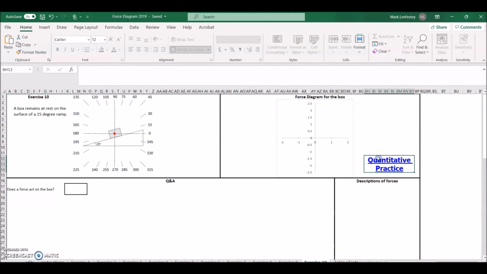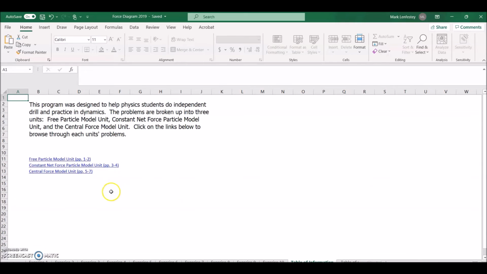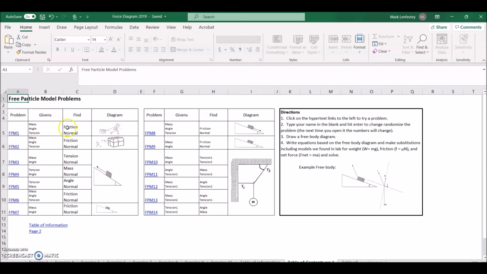Now let me show you the quantitative practice. For the quantitative practice, if you want to do them, only do the first link here where it says free particle model, because that's our current test. You will not know how to do the bottom two here. There are lots of different options. These are all the different problems. I have 1, 2, 3, 4, 5, 6, 7, 8, 9, 10, 11, 12, 13, 14 different types of problems in here, and it shows you what it would look like.